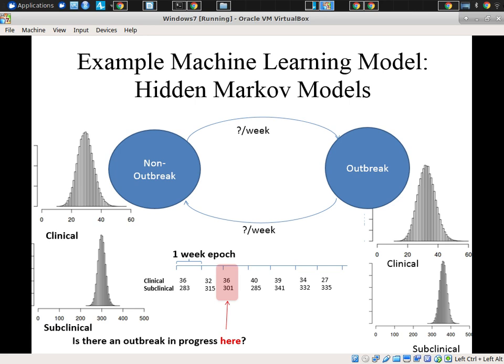Here's another example of a hidden Markov model. Maybe we have an outbreak and a non-outbreak state. For no particular deep reasons, these are both dichotomous classifications. Maybe in a non-outbreak state, oh man, this is using bad terminology.